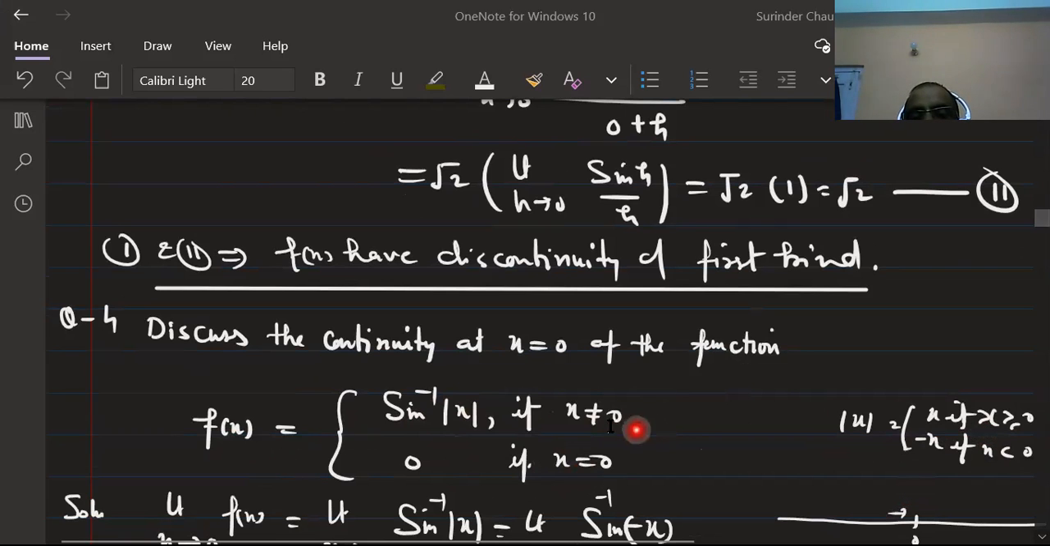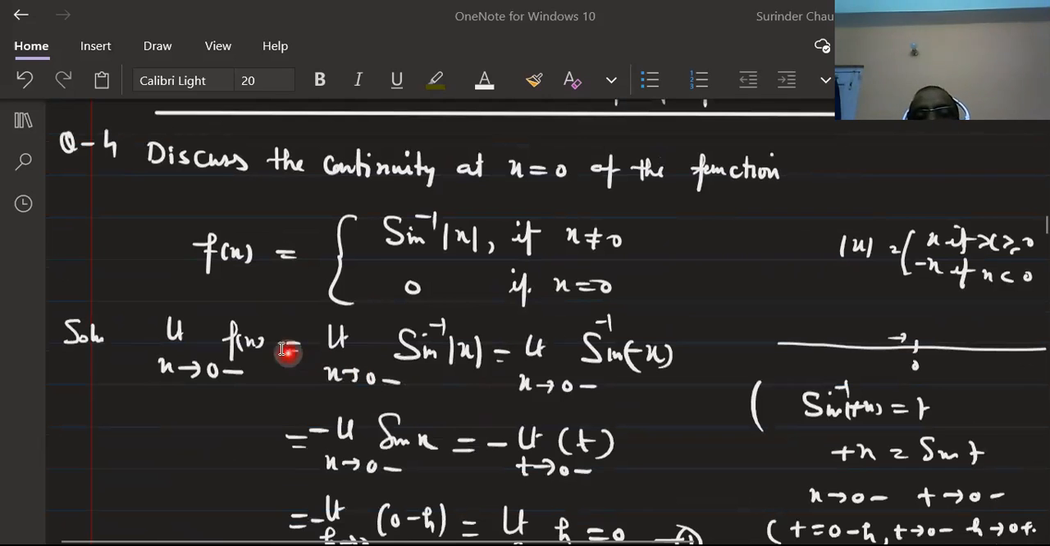So in the left neighborhood of zero, the value of modulus x is equal to minus x. So we have to find both limits. Limit as x goes to 0 from the negative side of sine inverse of modulus x is equal to limit as x goes to 0 from the negative side of sine inverse of minus x.